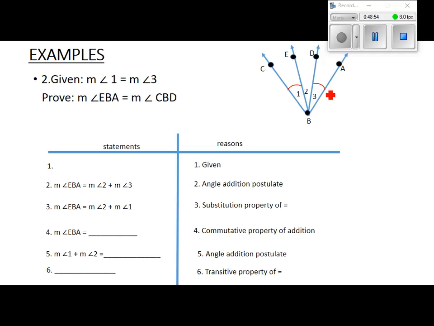Let's go through and do their blanks that they got here. What's number 1 going to be? Measure of angle 1 equals measure of angle 3. How do we know that? Oh, then look at what they did next. Angle 2 and angle 3 together added up to be what angle? EBA. You guys just told me that a second ago, right? How do we know that? Angle addition postulate.